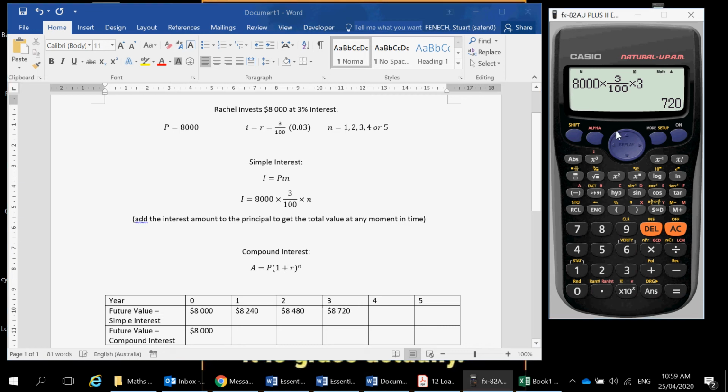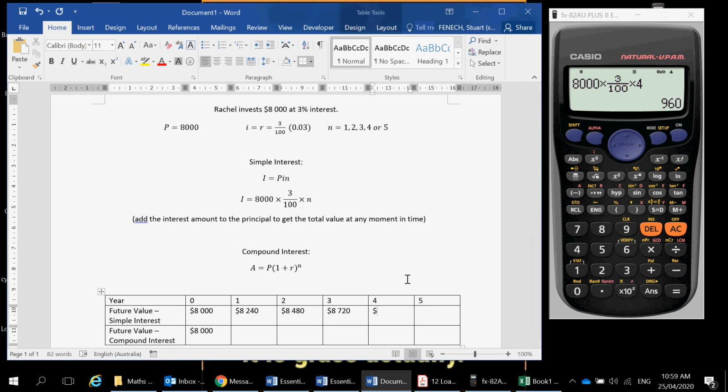Same thing again back on the calculator. Notice how I just click back here to change it each time. Makes it really quick. At this point, we've got a total, it will be 8,960 at this point.